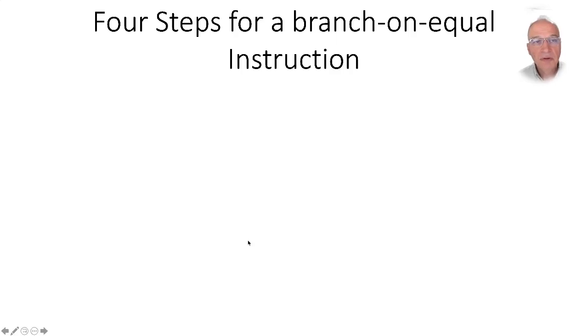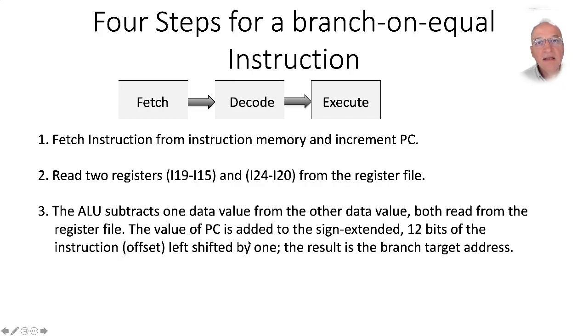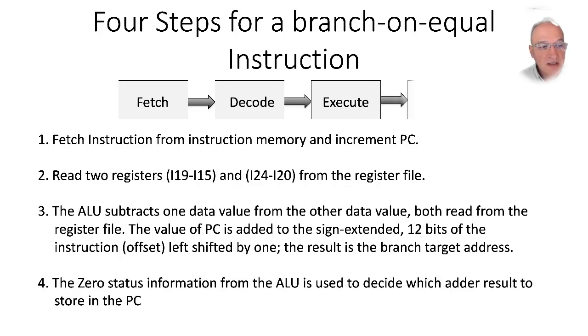For a branch unequal instruction, I again have a fetch and a decode, and then the arithmetic and logic unit will subtract the value of the two registers to find out whether the difference is 0 or not. At the same time, there will be that additional adder that we have to design, which will add the 12 bits of the instruction immediate field, shifted left by 1 and sign extended, to compute the branch target address.